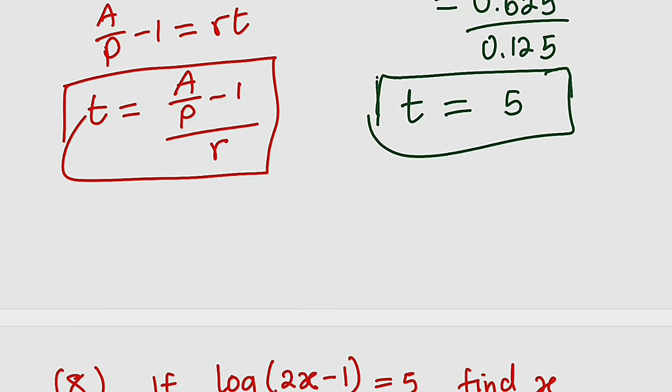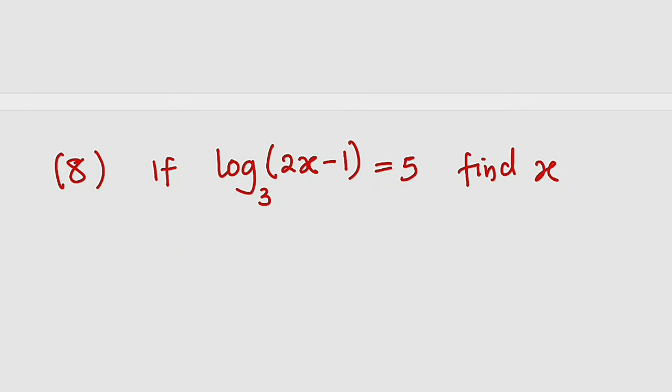Now let us move on to question number 8. Question number 8 reads, if log of 2x minus 1 with the base of 3 is equal to 5, we are asked to find the value of x. Alright, this is very simple. Remember, for the definition of logarithm, if you take the base, you raise it to the result, it will give you the argument. So therefore 2x minus 1 will be equal to 3 raised to the power of 5.